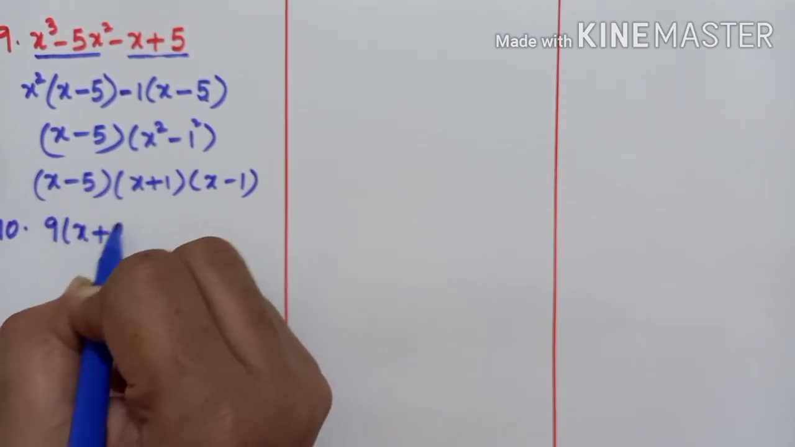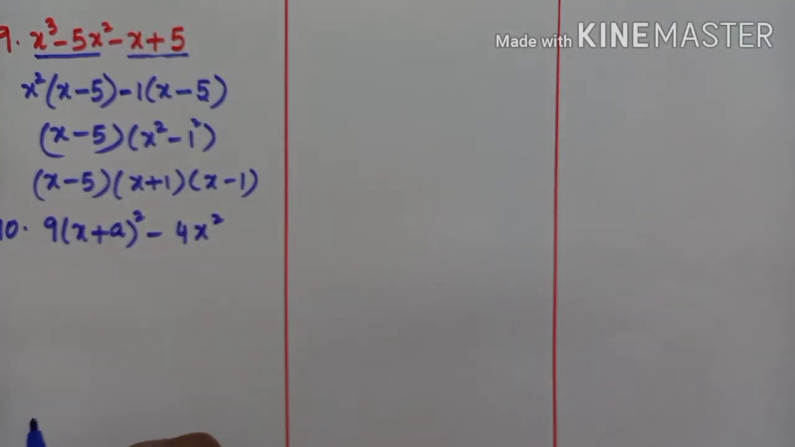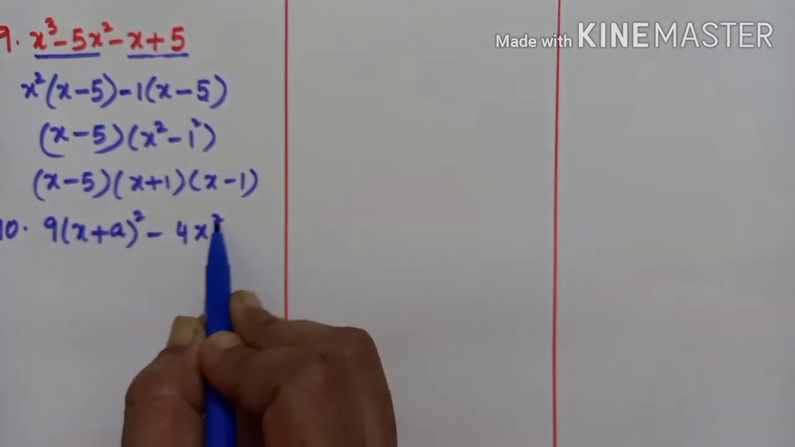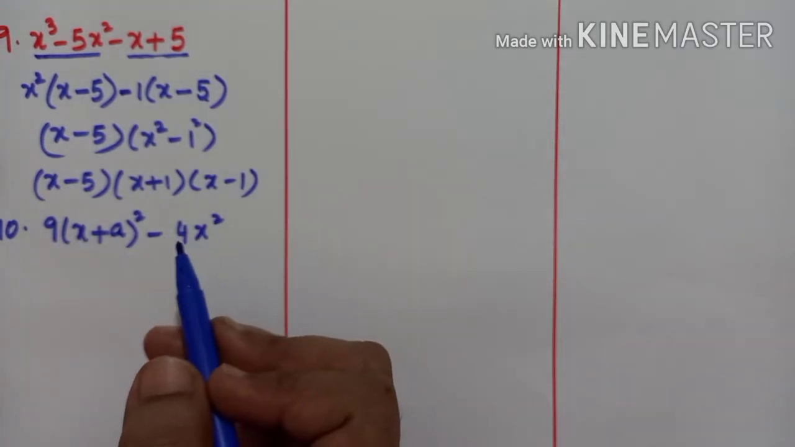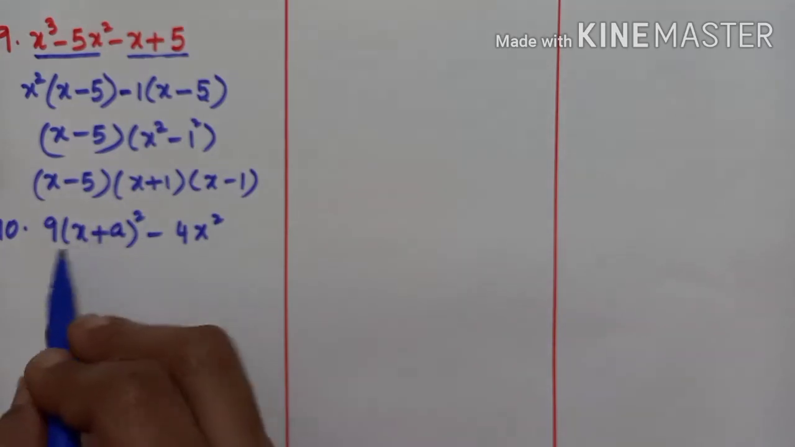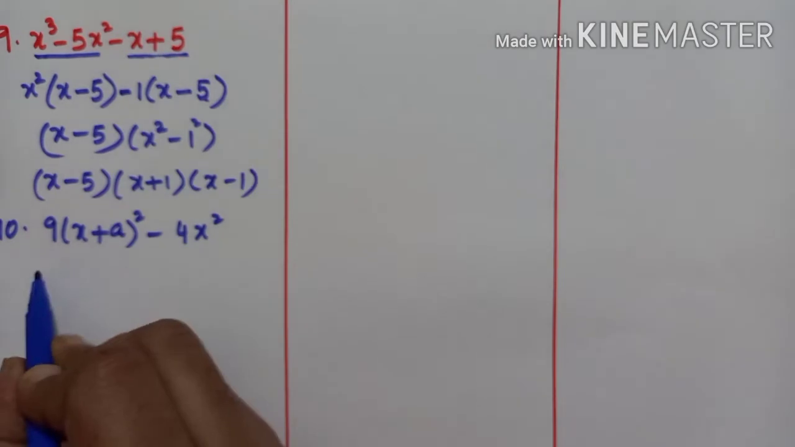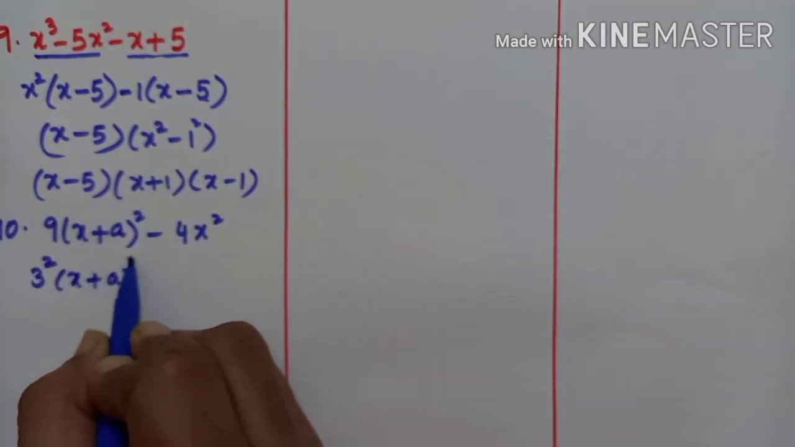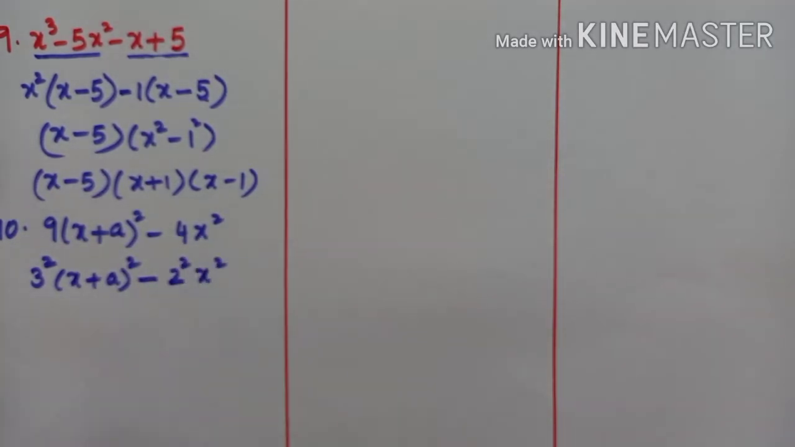9 of x plus a whole square minus 4x square. Okay, so here in this problem you can see this x plus a whole square already given and x square already given. Now let us see if their coefficients are perfect squares. Can we write their coefficients as a square of any number or not? So 9 is a perfect square, so 3 square we can write, 4 we can write as 2 square. So 3 square for 9 I'm writing. Then x plus a whole square, let us keep as it is. Then 4 means 2 square, then x square as it is.